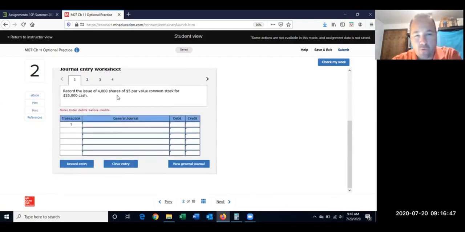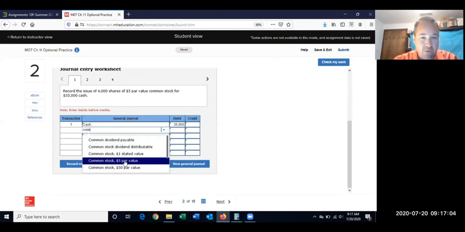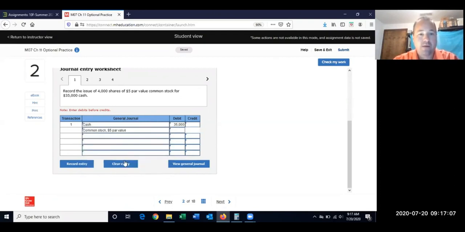Record the issue of 4,000 shares at $5 par for $35,000 cash. They just tell you how much you brought in, 35,000. We're bringing in common stock, but look at all the different common stocks there are. We want to pick the one that says $5 par value. 4,000 times $5 each, if you do the math, that's 20 grand.